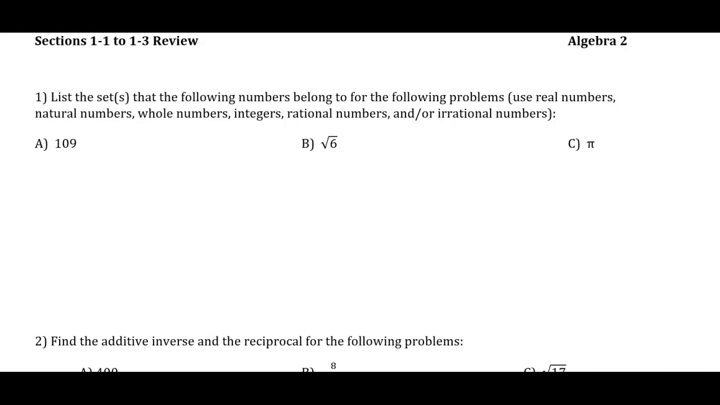So example 1, it says list the following numbers and the sets to which they belong. So the first thing you have to do is simplify it. If it is simplified, then you want to determine, okay, is it a real number? And in this case, the answer is yes. Is it rational, meaning does it have a fraction or can you rewrite a decimal as a fraction? Anything over 1 is a fraction, so it is rational.